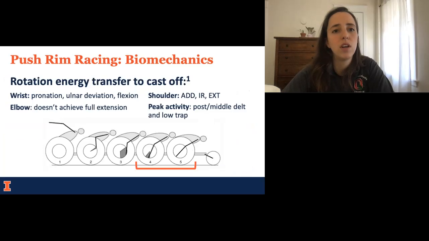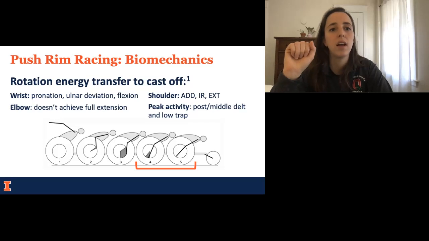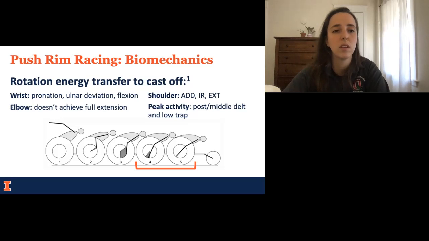So next we'll look at rotation and energy transfer to cast off. So here we're going to have wrist pronation again, ulnar deviation, and flexion. When you initially hit the ring, you're going to have wrist extension, pronation, and radial deviation. You're going to get that supination initially. And now here at the rotation, energy transfer, and cast off, you're going to get pronation again, ulnar deviation, and flexion. So we're doing a lot of wrist motion with this pushing style.